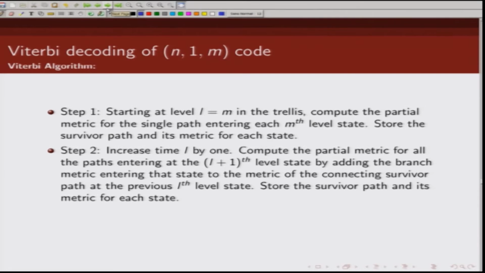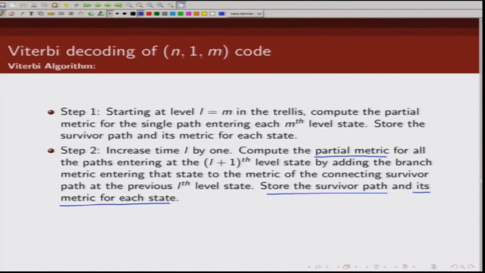Next, we increase the time by one instance, and now we compute the partial path metric for all the paths at that time instance which are entering that particular state, and we compare the partial path metrics and choose the one which gives us the best path metric, and we ignore the other paths. So, at the next time instance we are going to store the survivor path, which is the one which has the best metric, and we will also store what its metric value is.